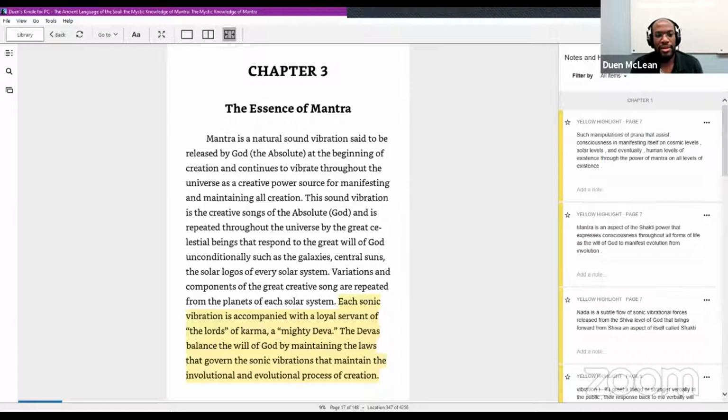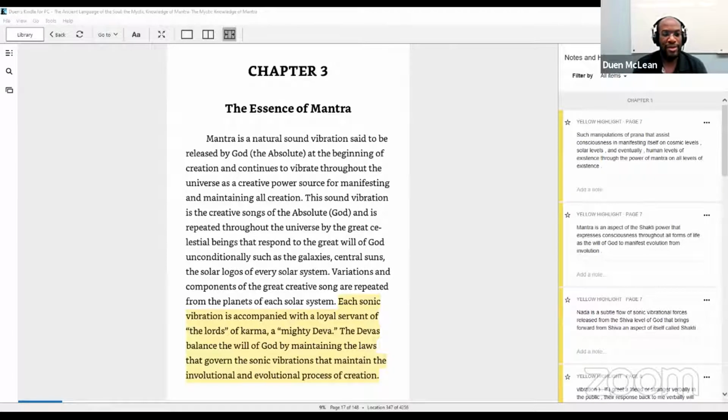Chapter 3, the essence of mantra. Mantra is a natural sound vibration said to be released by God, the Absolute, at the beginning of creation, and continues to vibrate throughout the universe as a creative power source for manifesting and maintaining all creation. This sound vibration is the creative song of the Absolute, God, and is repeated throughout the universe by the great celestial beings that respond to the great will of God unconditionally, such as the galaxies, central suns, the solar logos, and every solar system.